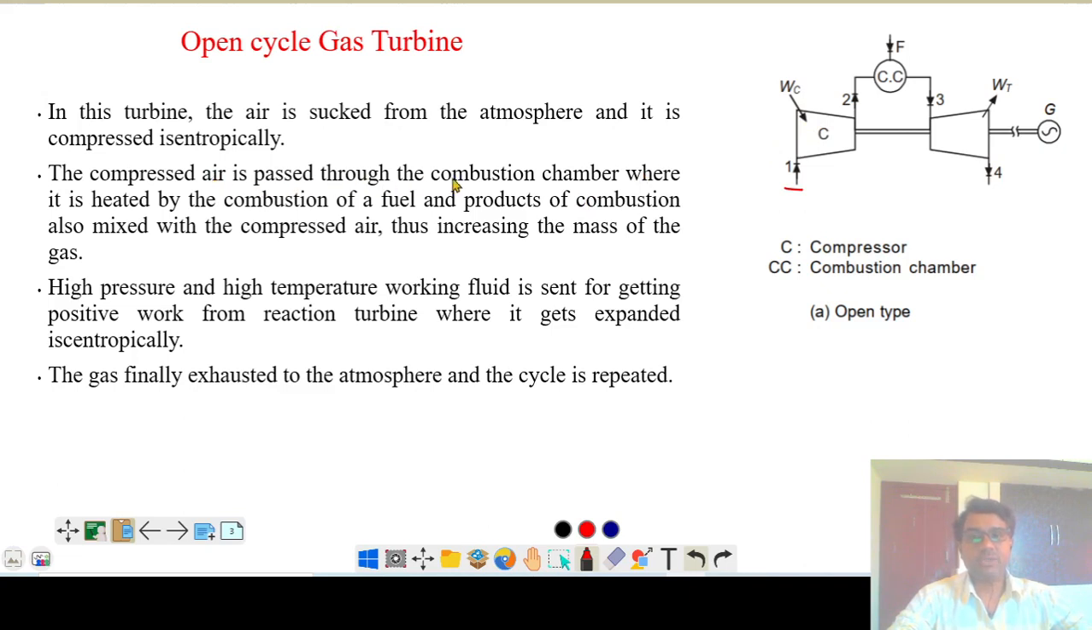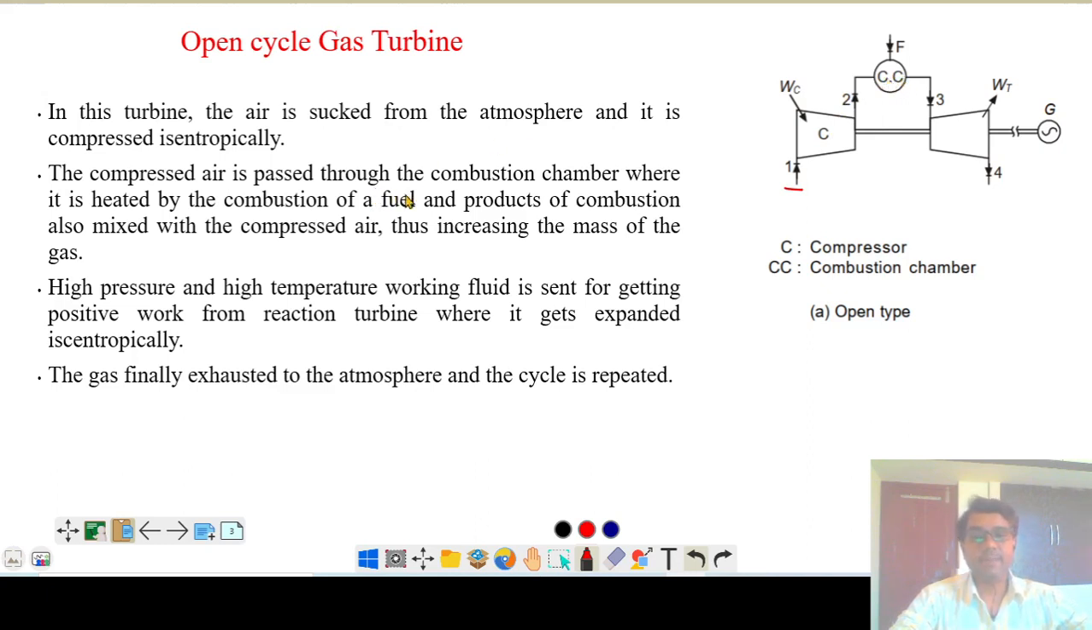The compressed air is passed through the combustion chamber, where we supply the fuel for combustion. In the open cycle gas turbine, in the combustion chamber, the air is mixed with the fuel, whereas in the closed cycle, the compressed air is not mixed with the fuel. So here in the open cycle gas turbine, the mass of the air plus the mass of the fuel become mixed, so the mass is increased to the mass of the air plus the mass of the fuel.